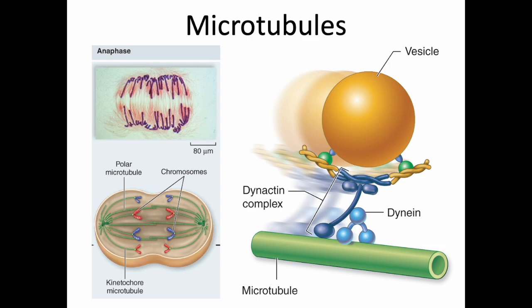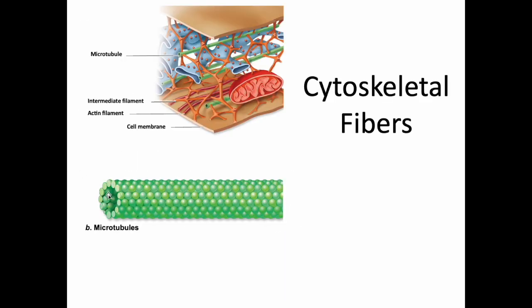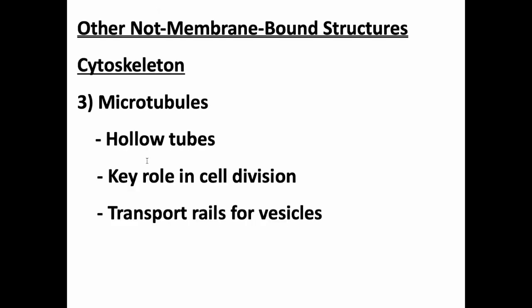So how do I summarize this? Well, microtubules, they are hollow tubes. Yes, a little bit hollow on the inside. Key role in cell division, and these microtubules play an important role as transport rails for vesicles. Two very different jobs, but done by the same cytoskeletal fiber.